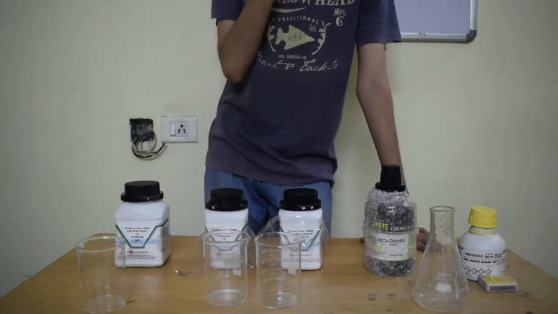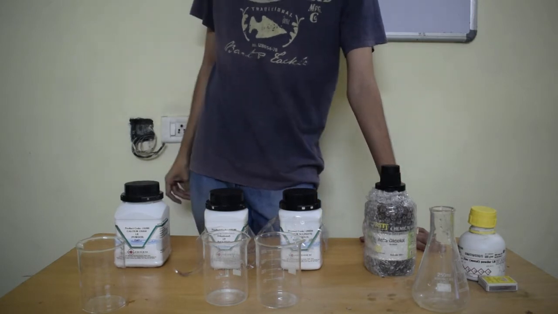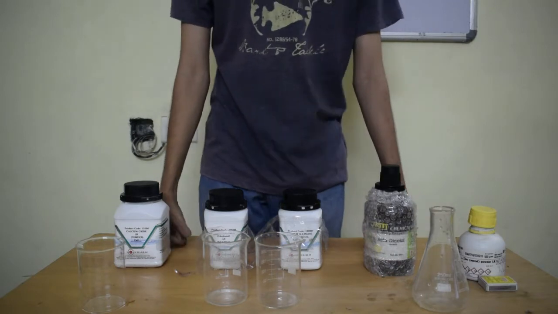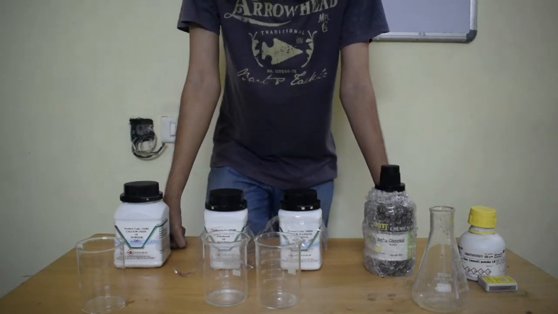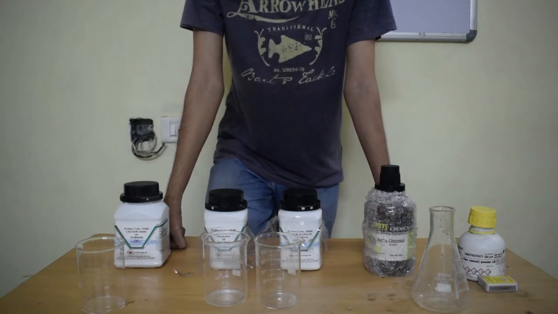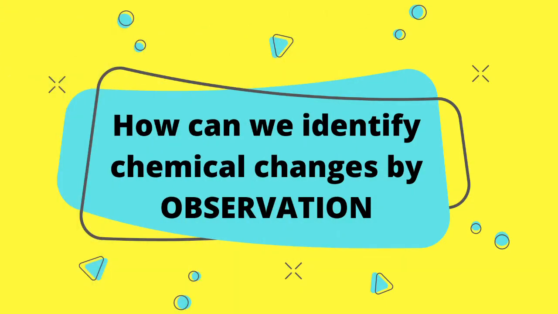Somewhere we'll have studied how physical and chemical changes are different, right? So today we'll be performing three experiments, three activities, to take a look at what a chemical change looks like and how we can identify a chemical change by what we observe or what we see.